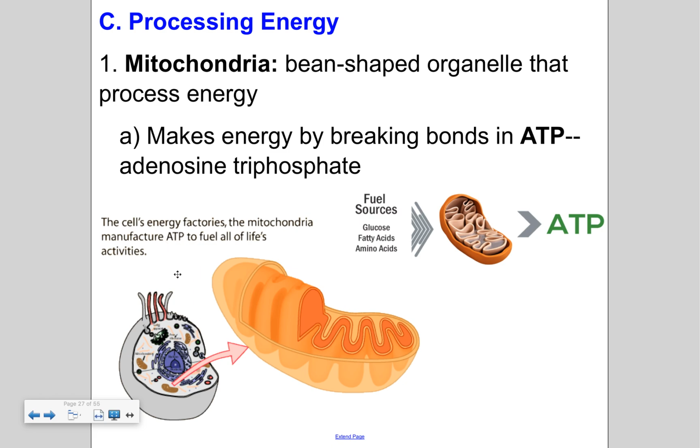So you can kind of think of it as maybe a power plant that burns coal, and the coal that it burns is ATP. Okay, so yeah. The fuel source is glucose, fatty acids, amino acids. They go into the mitochondria. The mitochondria breaks down these molecules to make ATP, and ATP is the energy currency that our cells use to carry out all of life processes.